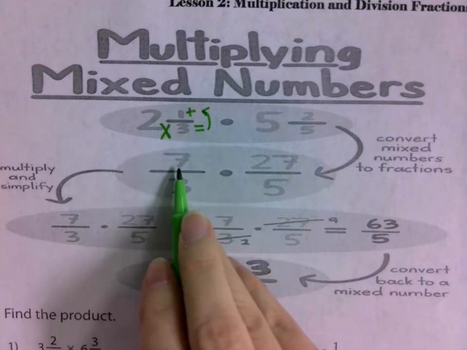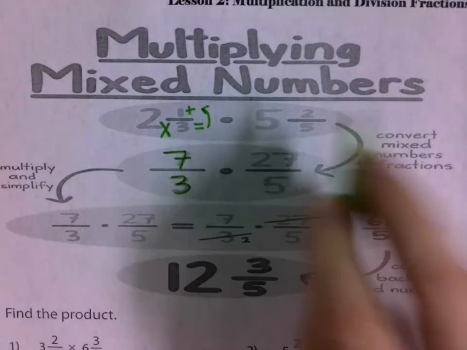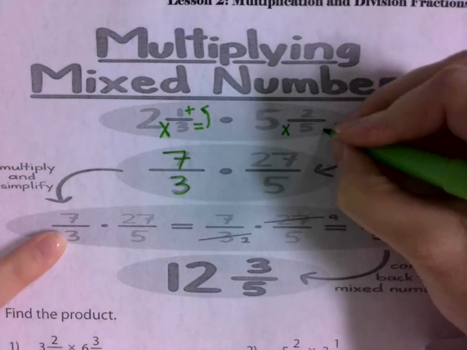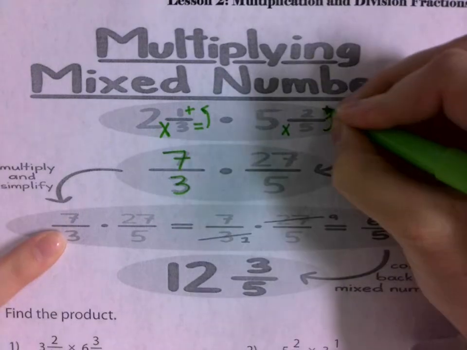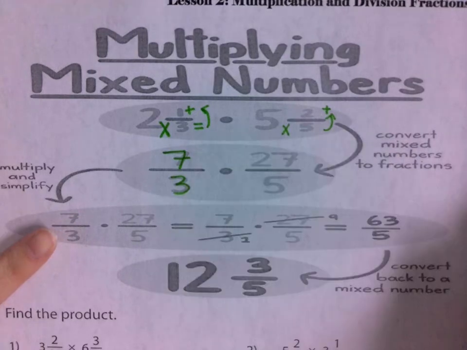Same thing for this one. We would do 5 times 5. 5 times 5 is 25. And then we're going to add 25 to the 2. So we would do 2 plus 25. We would get 27. And it would become 27 over 5.